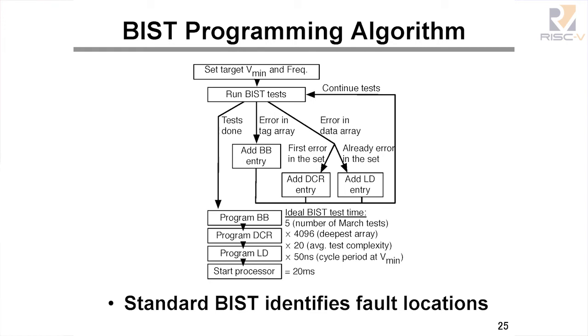And so this entire thing, all the BIST runs in about 20 milliseconds, which includes 5 different March tests on deep arrays, and after we've programmed all of the reprogrammable redundancy, we send it over HTIF onto the chip and start operation.